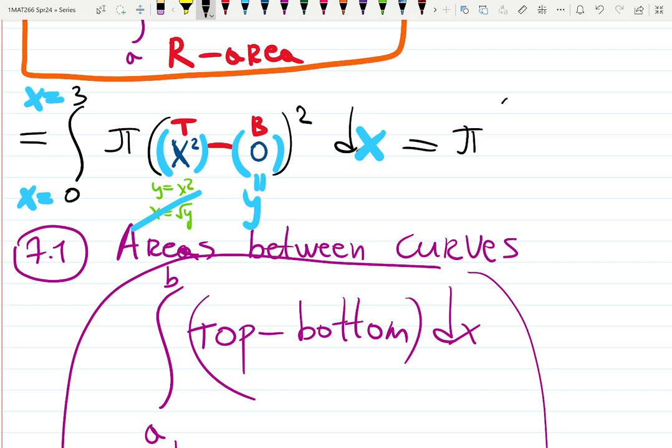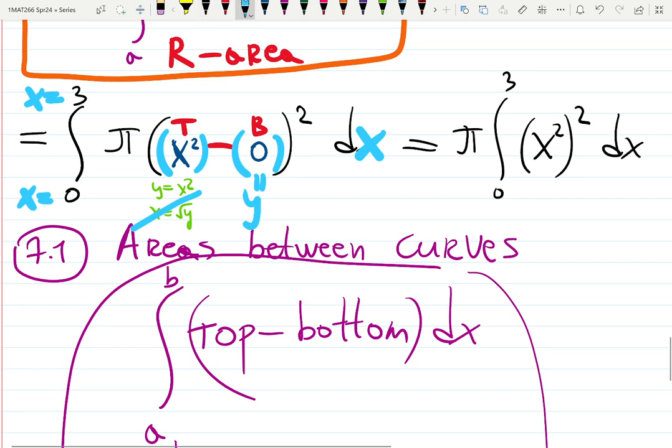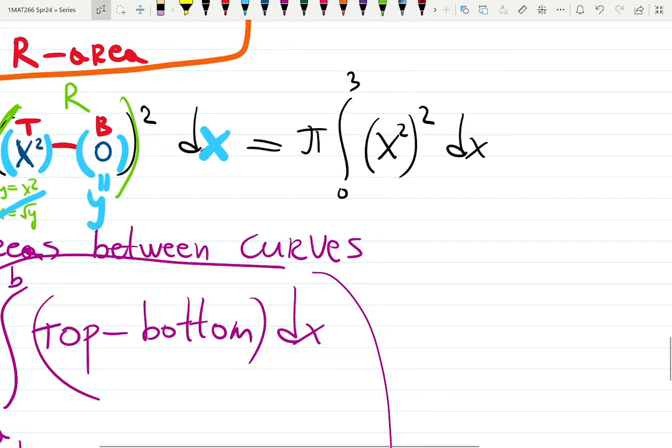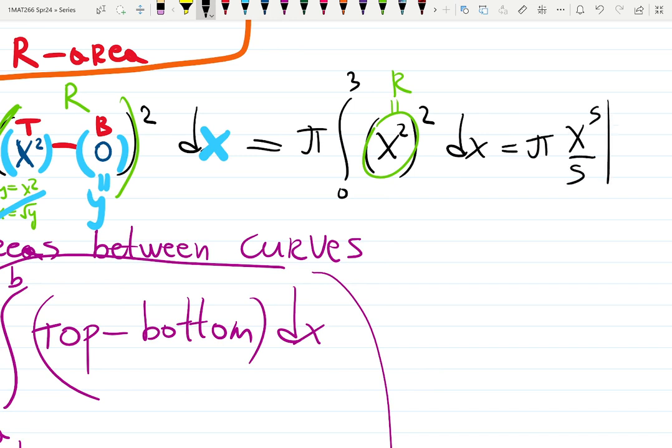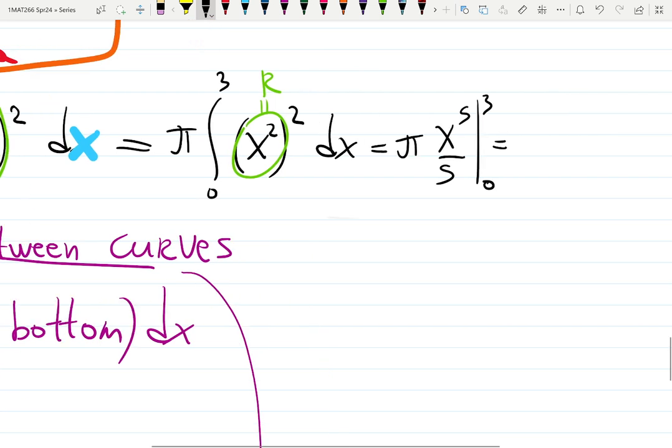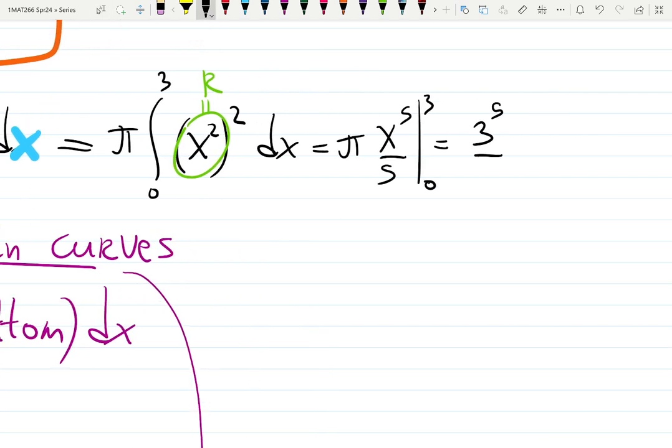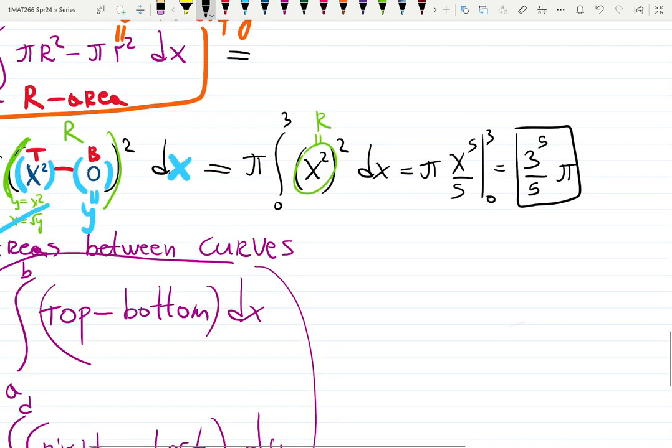Pi, I would kick it outside. Integral from 0 to 3 of x squared, squared. Don't forget to do pi r squared minus pi r squared. Everything inside of these parentheses is just big R, so R has to be squared. Then it's going to be x to the 4, pi x to the 5 over 5 from 0 to 3. And the answer is 3 to the 5 over 5 pi units cubed. That's a washer method.